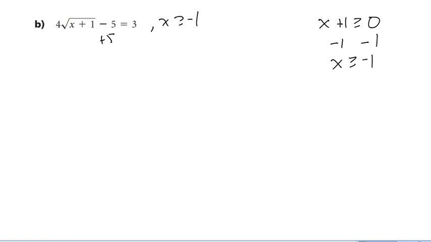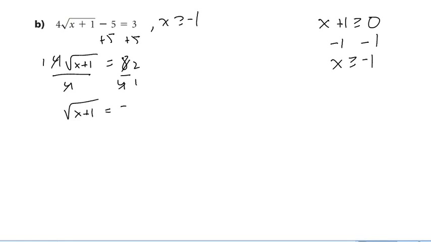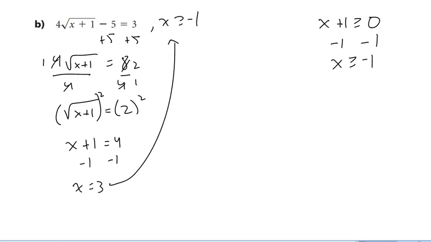So let's add 5 to both sides. So I get 4 root x plus 1 equals 8. Divide both sides by 4. 4 over 4 is 1. 8 over 4 is 2 over 1. So I get root x plus 1 equals 2. Now I can square both sides. I get x plus 1 equals 4. Minus 1, minus 1. x equals 3. Okay. Is 3 greater than negative 1? Yep, we're okay there. So now let's verify it in the original.